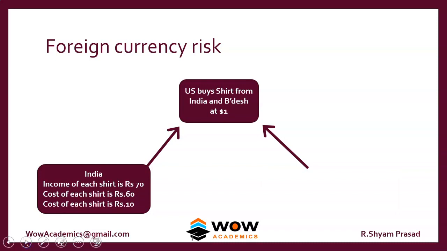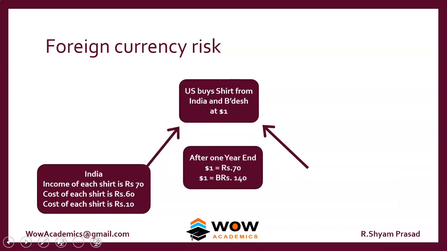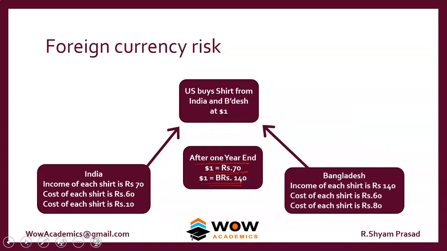Now there is a change in the scenario. At 1 year end, what happens is the Bangladesh rupee's value changes even though the Indian rupee value stays the same. The Bangladesh rupee value falls to 140 for every dollar. So now what would happen? See, Bangladesh will still sell their shirts at the same $1. They will get 140 rupees. The cost of manufacturing each shirt is 60 and they will get a profit of 80 rupees now. Whereas the Indian company got a profit of how much? The Indian company got only 10 rupees, but now the Bangladesh company got 80 rupees.